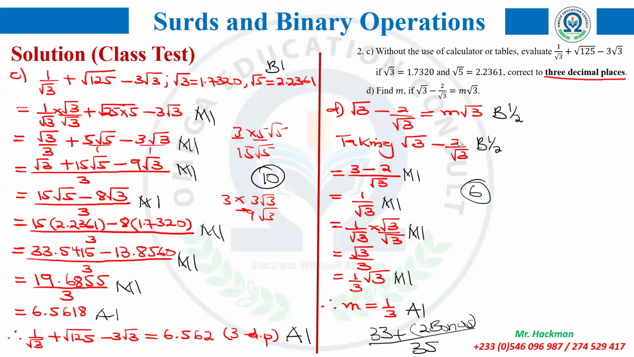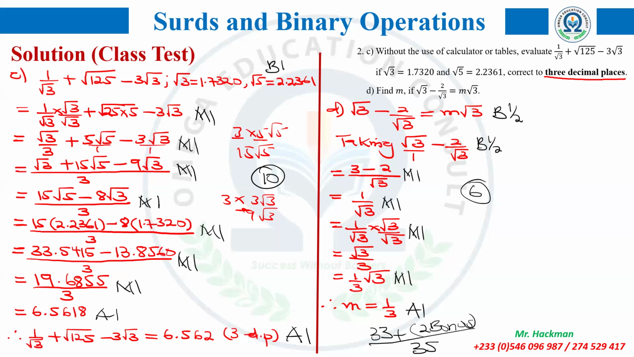Someone can rationalize straight away, but I took the LCM. If I take the LCM, I'm going to get this over 1. Take note, I'm guiding you to deal with it LCM-wise. So the LCM will be 1 times root of 3, which is root of 3. So 1 will go into root of 3 how many times? It will be root of 3 times root of 3. That will give me 3.